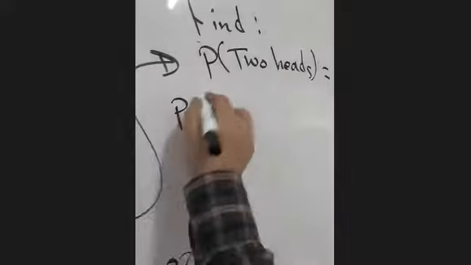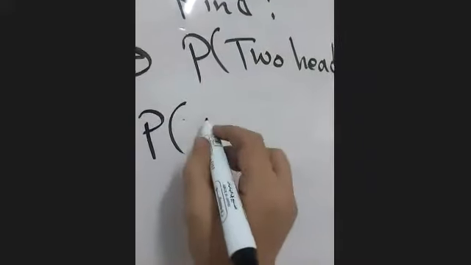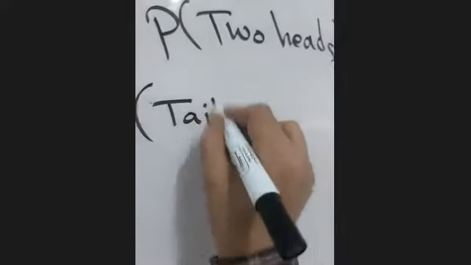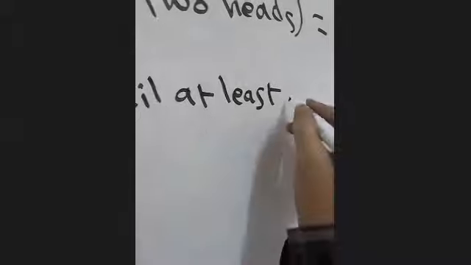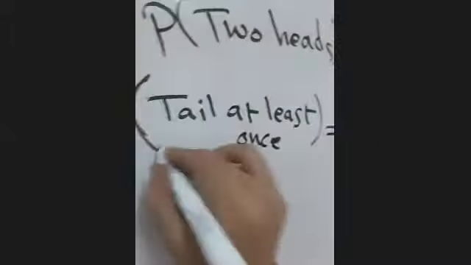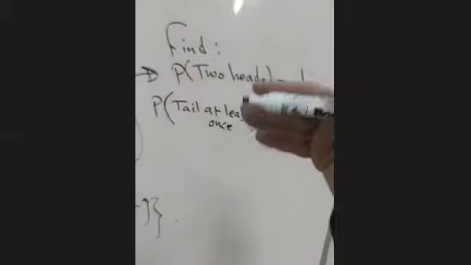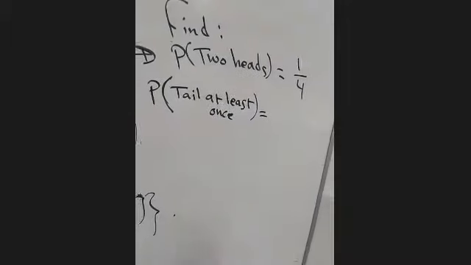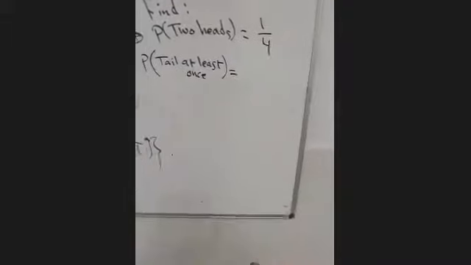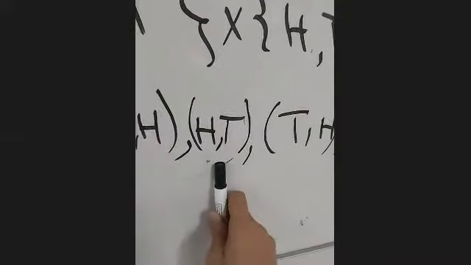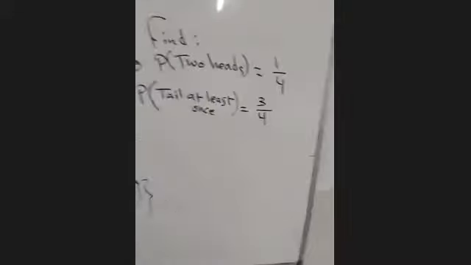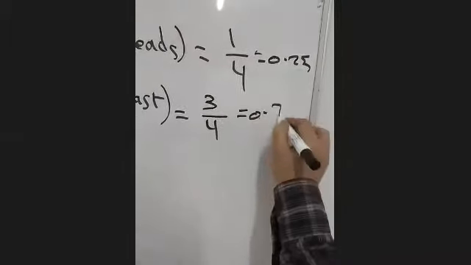But the probability of tail at least once. First, what's the meaning of at least? When I say at least once, it means greater than or equal to one. Either one or higher, right? We have two times, so either one or two. Do we have tail here? No. One and more. Three. So we have 3/4. By the way, this is 0.25 and this is 0.75.